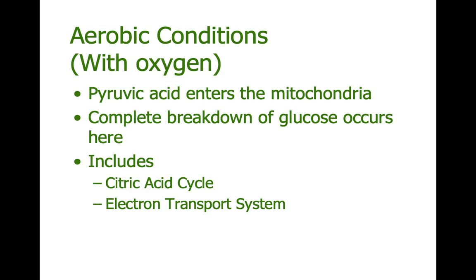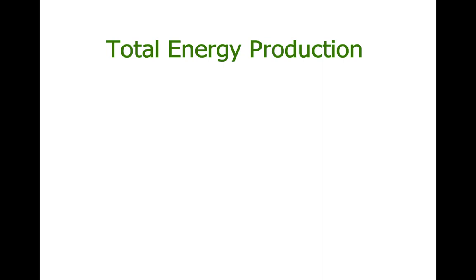In order to completely break down glucose, we need all 3 sets of chemical reactions: glycolysis, citric acid cycle, and the electron transport system. So let's look at the total energy production. We're going to look side by side at anaerobic and aerobic conditions. What we have to remember, and this is really important, is that we're starting off with the same raw material. We're starting at the same spot. Everybody, aerobic, anaerobic, doesn't matter, we're starting off with glucose.